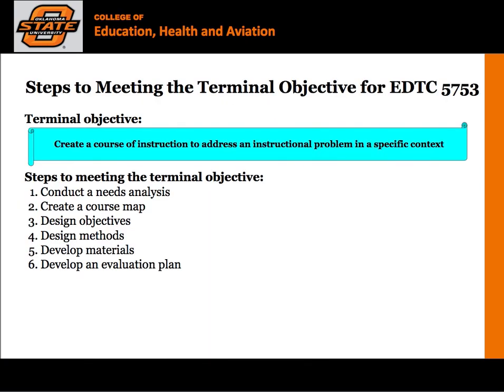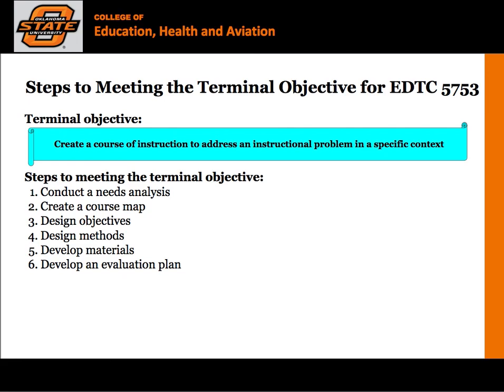So this is that course example again. So we're going to talk about first the steps that are involved in meeting our course terminal objective, and then the enabling objectives associated with the steps that we've broken down. So as you remember, the terminal objective is learners will be able to design a course of instruction to address an instructional problem in a specific context. The steps associated with meeting that terminal objective are conducting a needs analysis, creating a course map, designing objectives, designing methods, developing materials, and developing an evaluation plan.